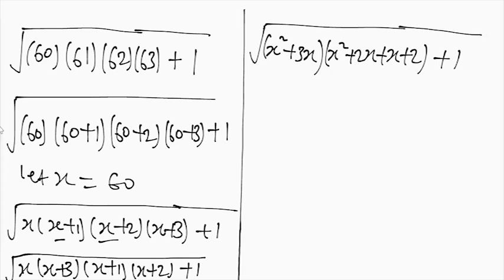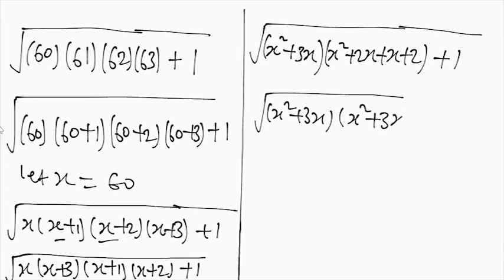So having done that, the next thing we have is x squared plus 3x into x squared plus 3x plus 2, then plus 1. Now you can see what I was talking about. Now what I have here is the same as what I have here.